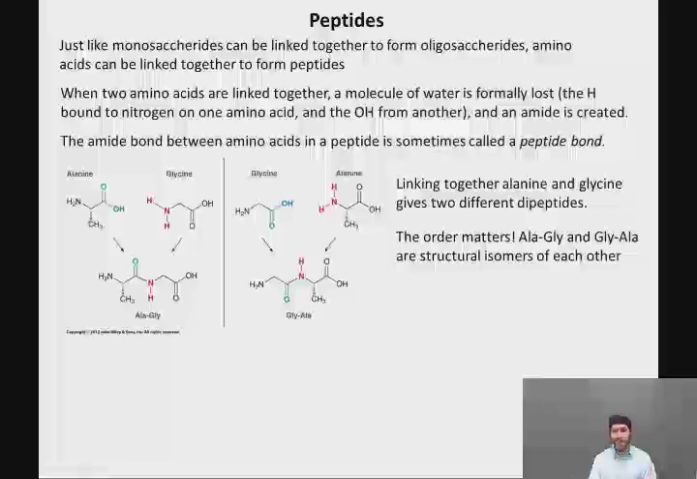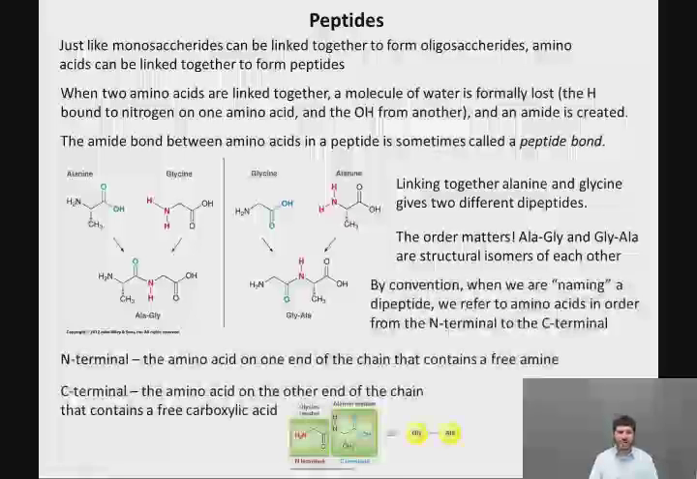So alanine on the left and glycine on the right is a structural isomer of the other dipeptide depicted on the board, in which glycine is on the left and alanine is on the right. These two molecules, Ala-Gly and Gly-Ala, are structural isomers of each other.